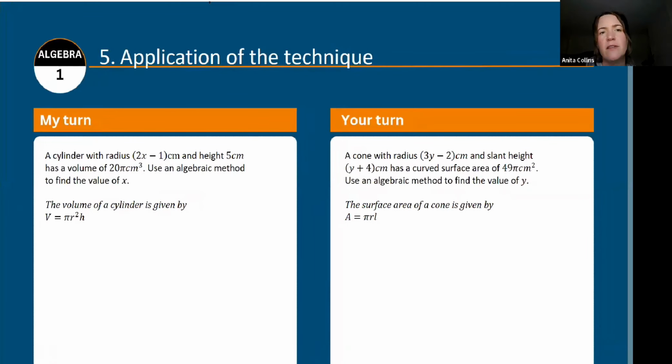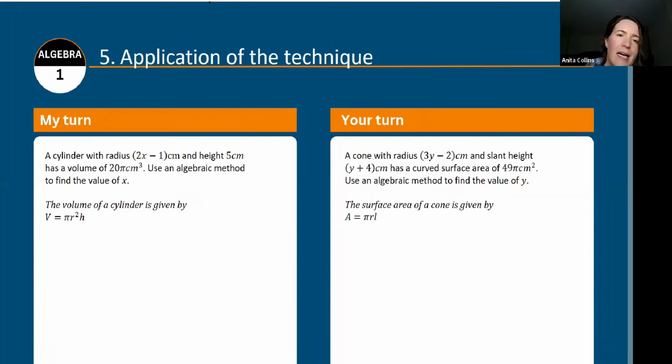All right, so the last section of the video then is how we're going to apply the technique. So we're moving much more into exam style questions now. In the previous sections in this lesson, we were getting the technique sorted and learning the skill of actually solving these equations. Now we need to put some words around the problem.